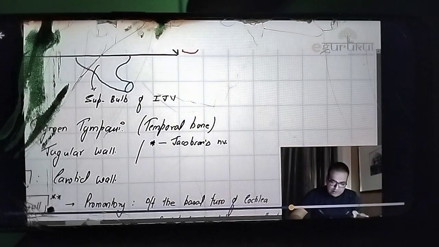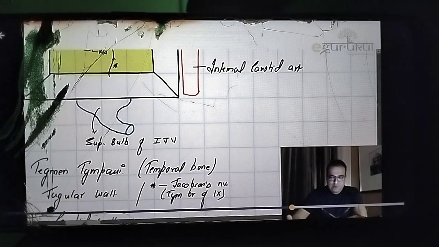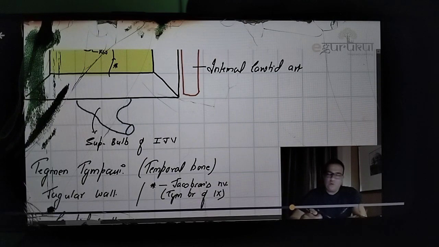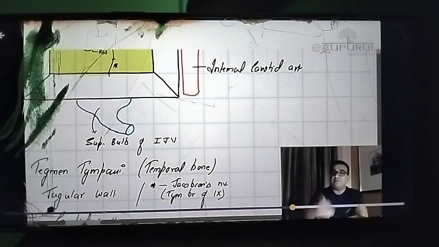Jacobson's nerve, which you can also call the tympanic branch of the glossopharyngeal nerve. But we also said that any plexus, not only the tympanic plexus, is not made up of only one nerve. Jacobson's nerve is a parasympathetic nerve.